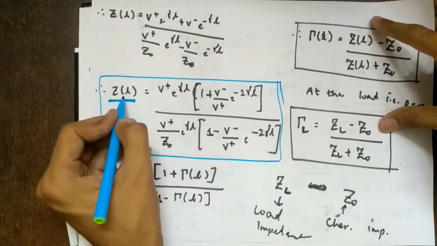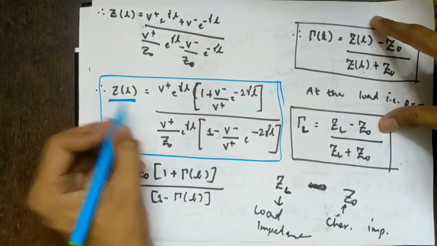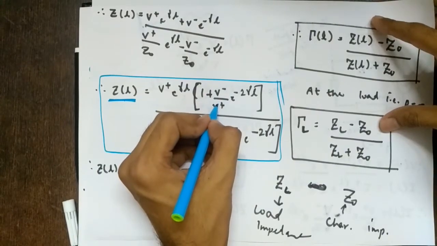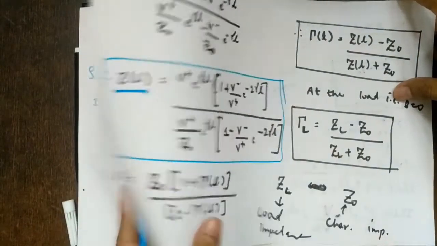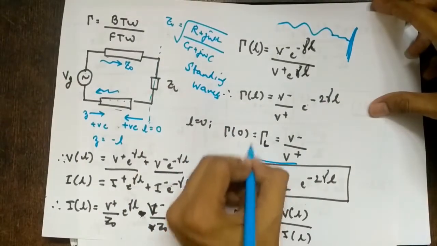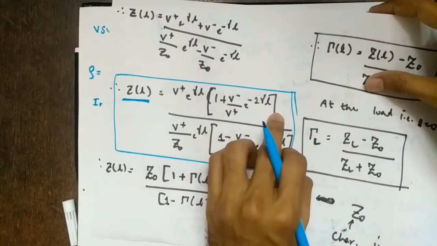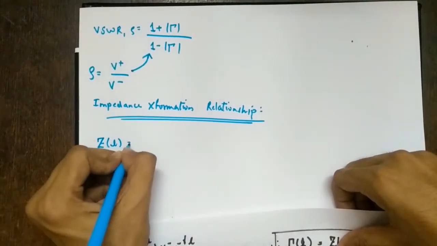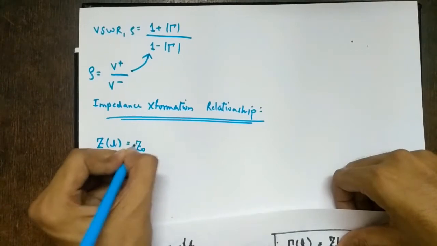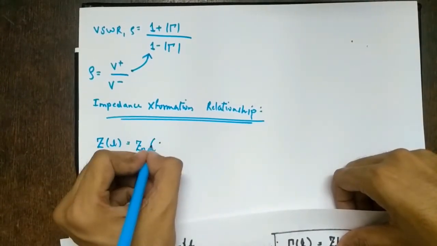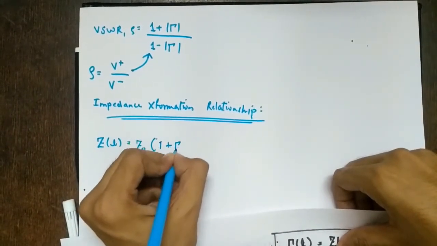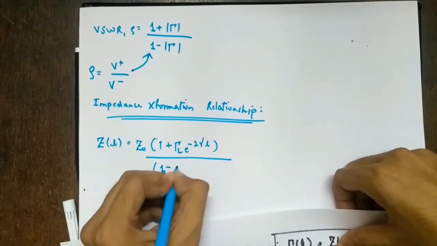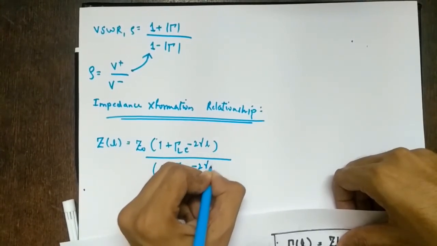Okay. So again, Z of L is what? This will get cancelled. So Z0 into 1 plus, what is this? V minus by V plus. It is gamma suffix L. Gamma suffix L is V minus by V plus, e raised to minus 2 gamma L, same I can see here. So Z of L equals Z0 into (1 plus gamma suffix L e raised to minus 2 gamma L) upon (1 minus gamma suffix L e raised to minus 2 gamma L).